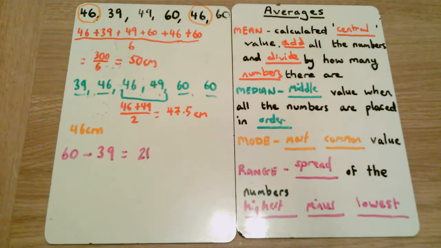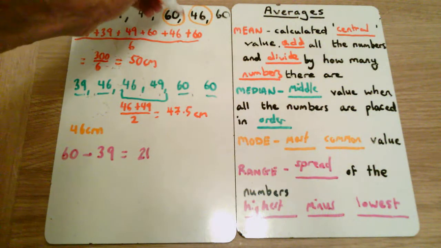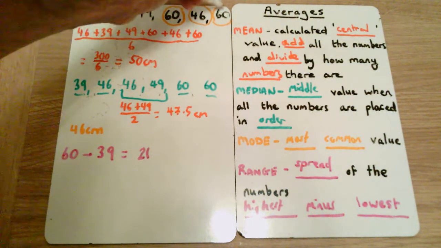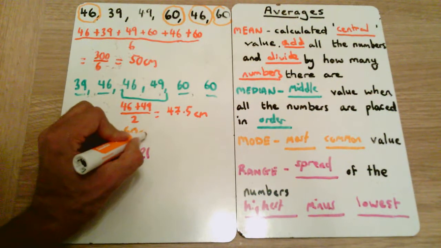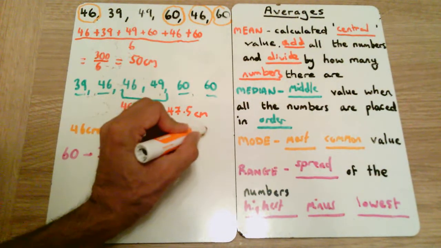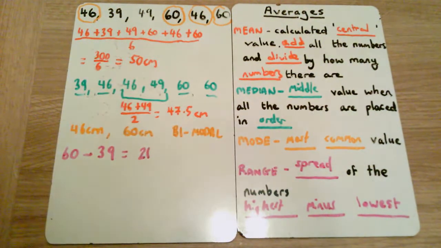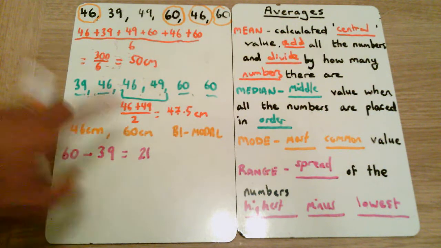Okay, now the mode, most common. Now, some of you may notice that 46 was my mode before. I had 2 lots of 46, but I've now got 2 lots of 60 as well. What that means is actually there are 2 modes in this case. We call this bimodal. Bi meaning 2. When you think of a bicycle, it's got 2 wheels. Well, binary refers to just 2 numbers. So when you talk about the word bimodal, it means there are 2 modes, one which is 46 centimeters and one which is 60 centimeters.